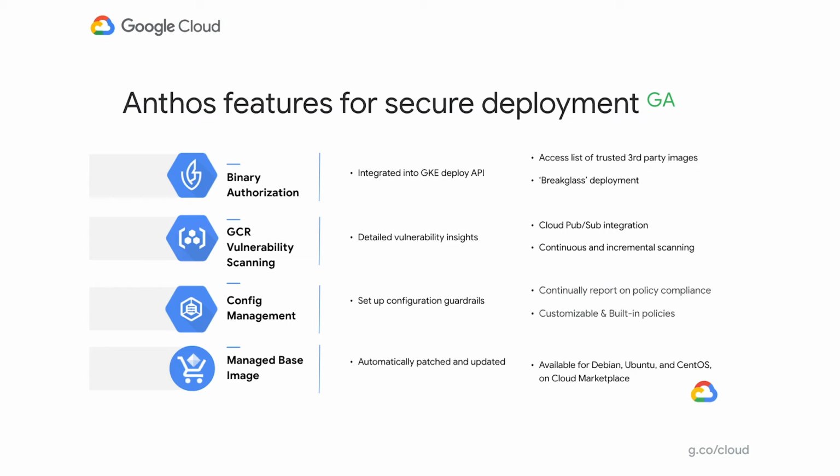Anthos config management makes it easy to set up configuration guardrails. So it offers both customizable and built-in policies, such as requiring strict MTLS for all services in a particular namespace. And then managed base images are a set of container-based images hosted on a cloud marketplace that are maintained and regularly patched by Google. They're used for Google's own products and are a good place to start when building application containers.